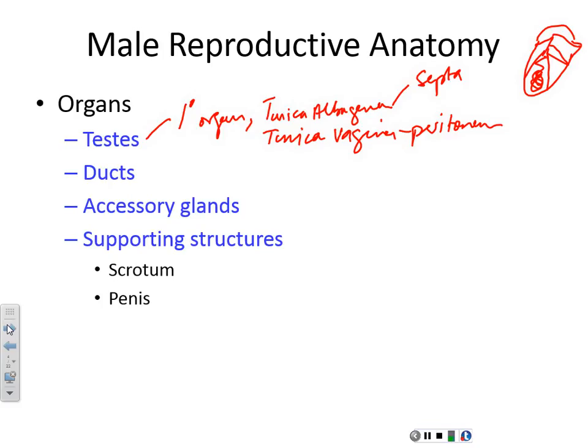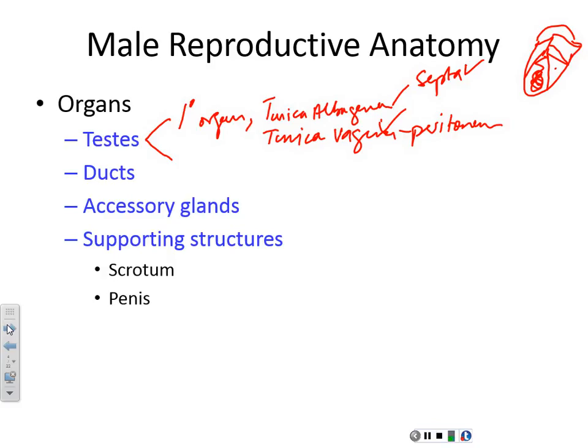All right, and you know that the testes, where the sperm cells are produced, is the seminiferous tubules, right? The seminiferous tubules are located in these sections that are divided by septa, right? So know these structures, because these are things I'll put in the sentence completion or things like that, all right?